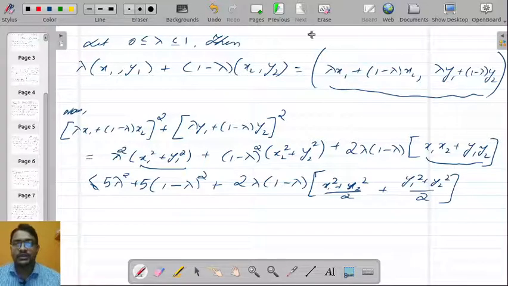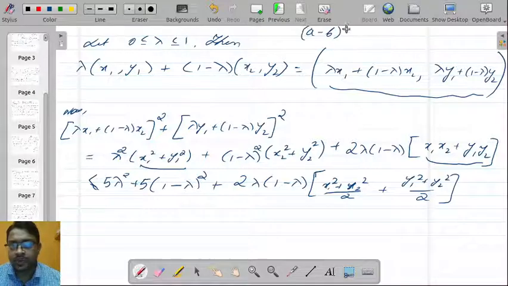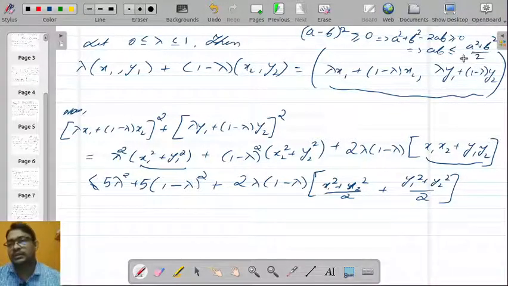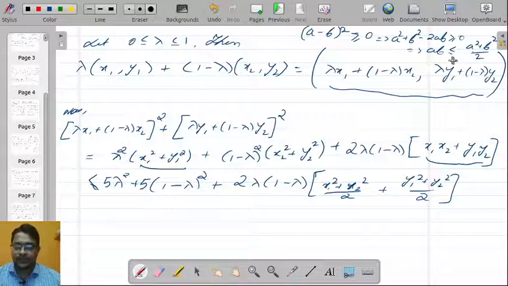How I have written this, you just see, this is a very standard inequality: (a minus b) whole square is always greater than or equal to 0, right. So from there, a square plus b square minus twice ab is greater than or equal to 0. So ab will be less than or equal to (a square plus b square) by 2. So whatever be the numbers a and b, their product is always less than the average of a square and b square, okay, the average of their sum of squares.